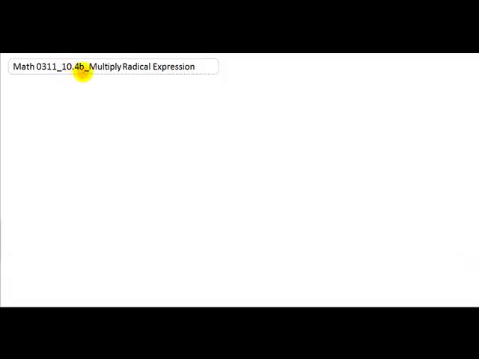Let's finish 10.4. Multiply radical expressions. A few things we need to remember.